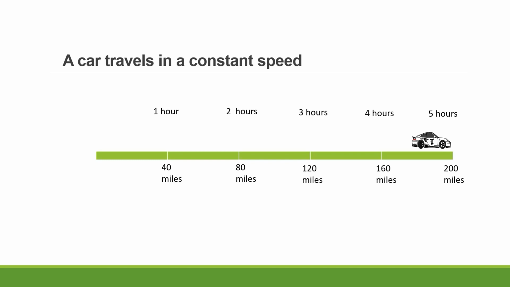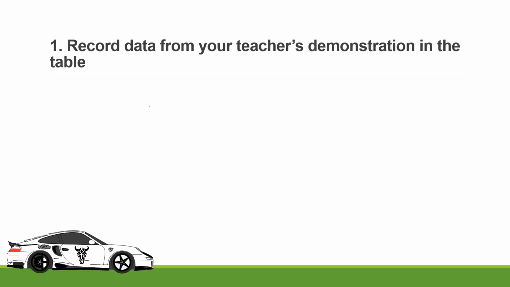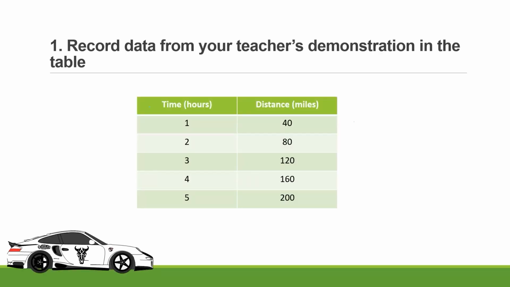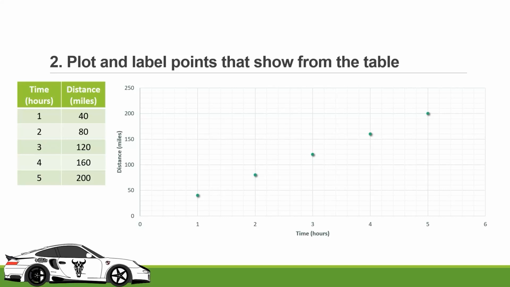Yes, in the time column, you just put the number of hours, and in the distance column, you just put the number of miles. So your table should look like this. Okay, cool. So let's move on to the next question. Plot and label points that show from the table.